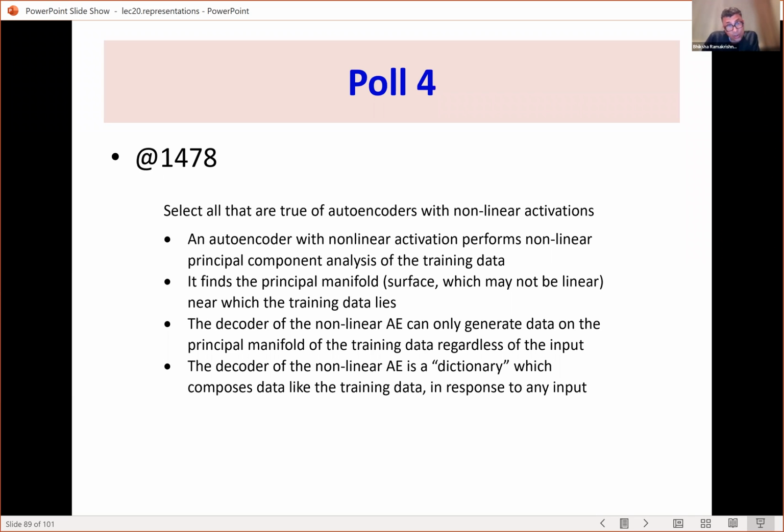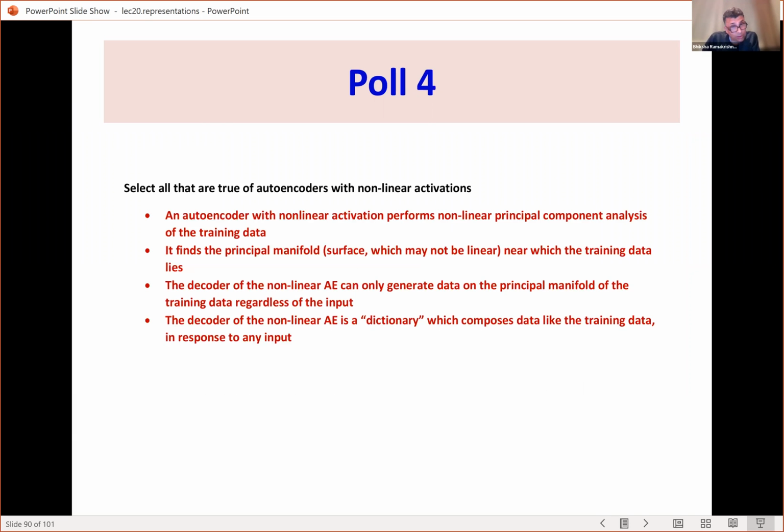Right. So the decoder is now a dictionary which composes data like the training data in response to any input. All of these statements are true. An autoencoder with nonlinear activation performs nonlinear PCA. It finds the principal manifold for the data near which the training data lies. This need not be linear. The decoder of the nonlinear autoencoder can only generate data on this principal manifold regardless of the input. And so the decoder essentially can be thought of as a dictionary which can only compose data like the training data in response to any input.